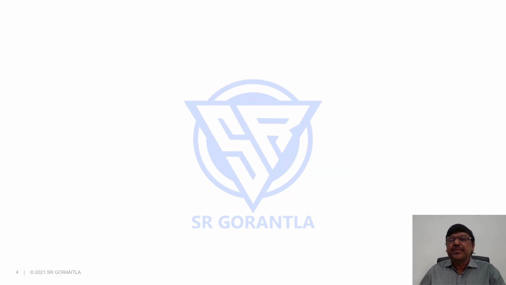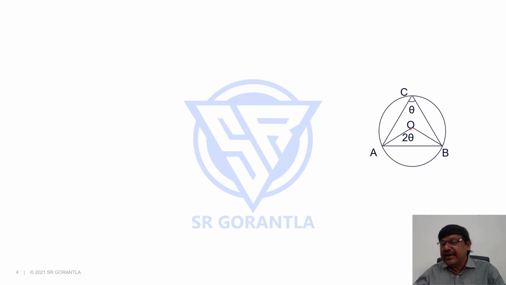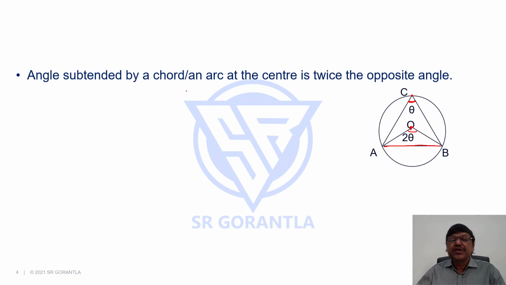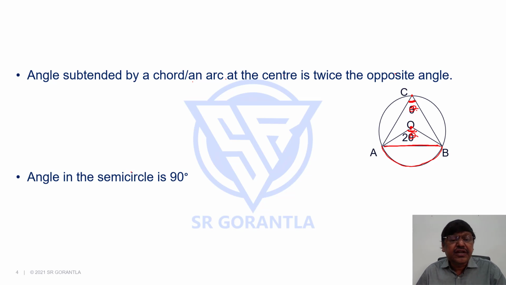Next, the angle subtended by a chord at the center is twice the angle subtended at a point on the circle. Angle subtended by a chord or an arc at the center is twice the opposite angle. See, this is the chord or this is the arc. The angle it subtends at the center will be twice the opposite angle. This is theta, so this is 2 theta. Right? Next one. Angle in the semicircle is 90 degrees.